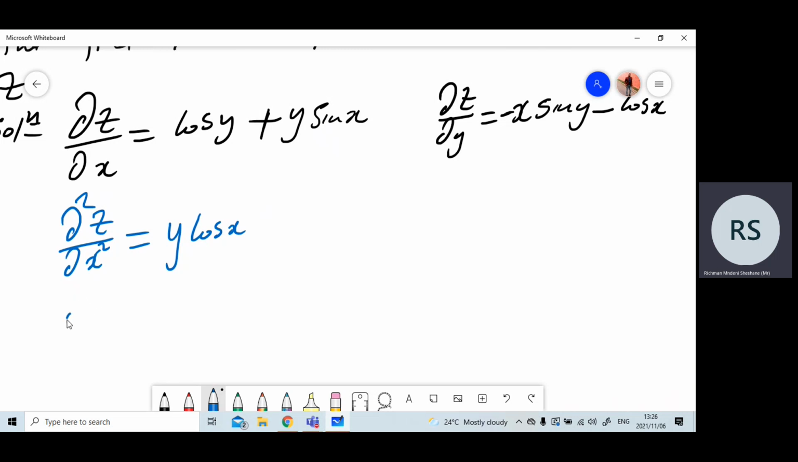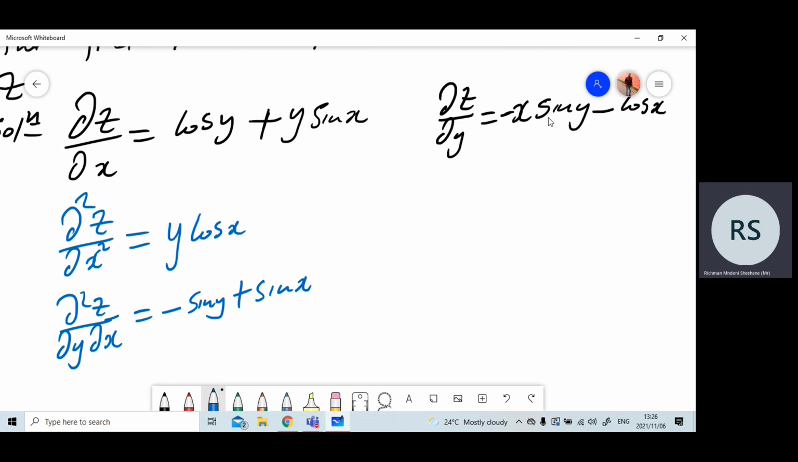And now let's find the second partial derivative with respect to y from the first partial derivative with respect to x. So let's derive this function with respect to y. The first term has y, so it's minus sine y, plus sine x, because we're deriving y.